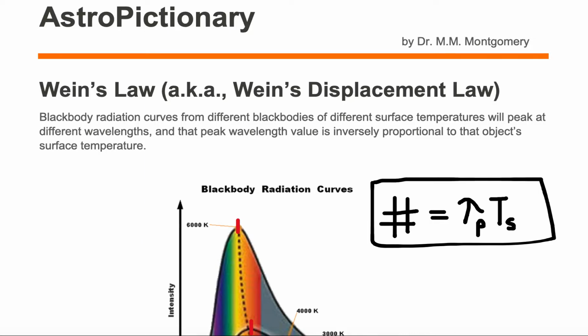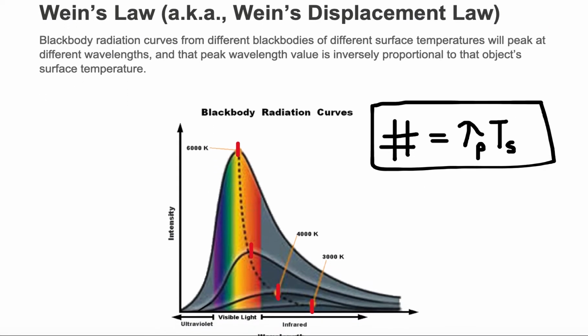In this video, we're going to talk about Wien's law, also known as Wien's displacement law. Blackbody radiation curves from different black bodies of different surface temperatures will peak at different wavelengths, and that peak wavelength value is inversely proportional to that object's surface temperature. Let's break down this definition.